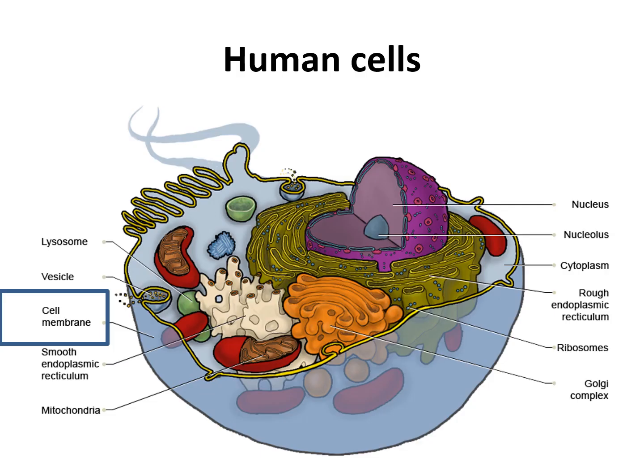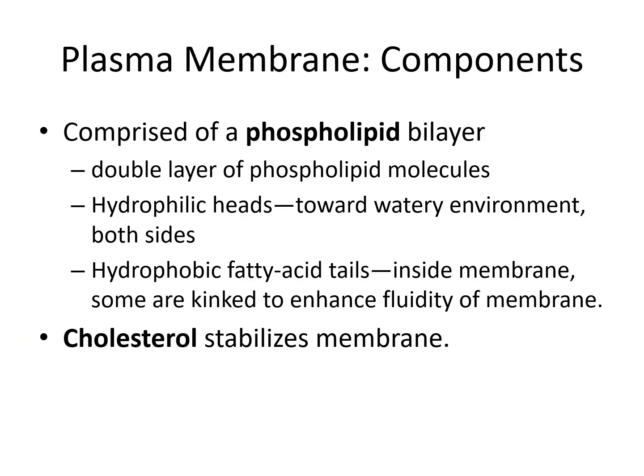Cell membrane. It's also called a plasma membrane. And this plasma membrane, the major component is phospholipid. It's a double layer of phospholipid, and the other component is cholesterol. So in the quiz question, what are the components in the cell membrane? The major one is the phospholipid, and another one is cholesterol.